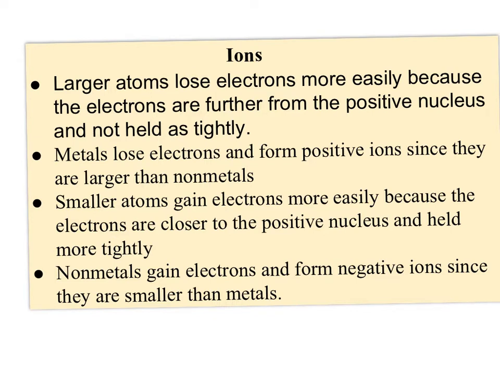So the electrons are held more loosely, and they're easier to be pulled off by a neighboring atom that wants the electrons. So metals, which tend to be the larger atoms, lose electrons and form positive ions since they're larger than the nonmetals. Smaller atoms then tend to gain the electrons more easily because electrons are closer to that positive nucleus and held more tightly. So nonmetals tend to gain electrons and form negative ions since they're smaller. So remember, lower left, larger losers, upper right holds them tight where your nonmetals are at.